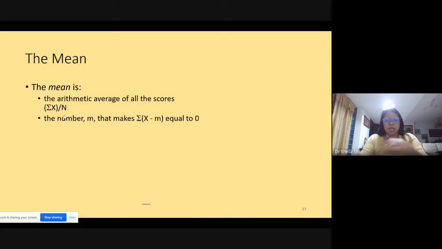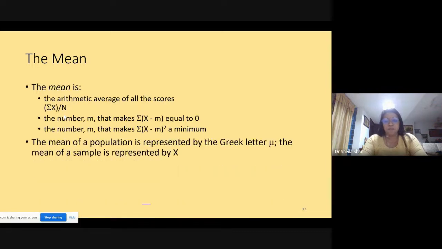Okay, mean. What is mean? Average. We have a formula for mean. The mean for the population we use the symbol mu. Can you see the alphabet like U? That is called the mean. Mean for the population we call mu. Mean for the sample we use x-bar, x with a line on top.